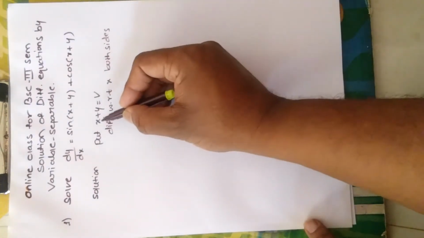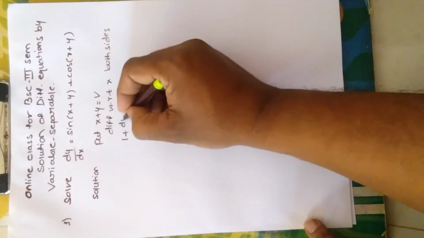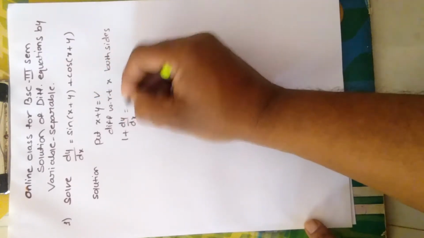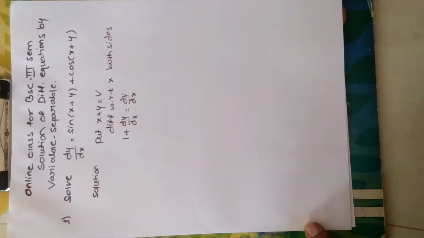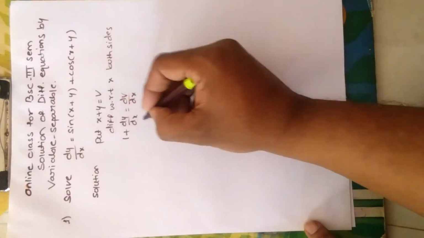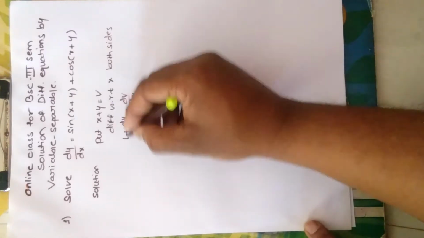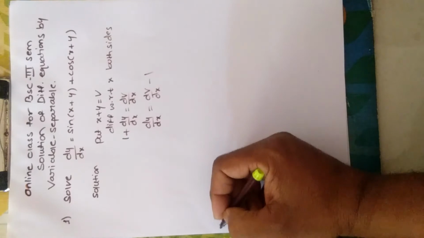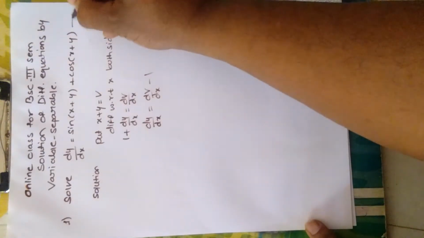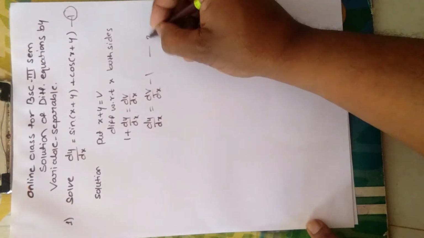Okay, so now differentiation of x with respect to x is 1, differentiation of y with respect to x is dy/dx, equal to differentiation of v with respect to x, which is dv/dx. Okay, so now calculate dy/dx. So dy/dx is equal to, sending this one here, dv/dx minus 1. Okay, now call this equation 1. Okay, now this is equation 2.